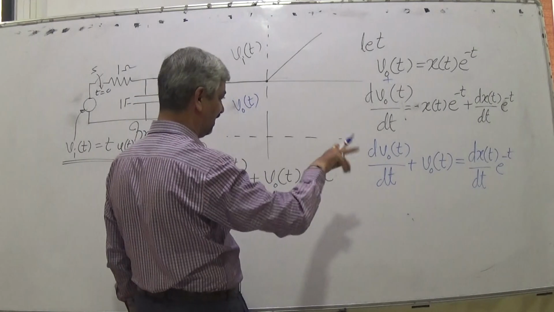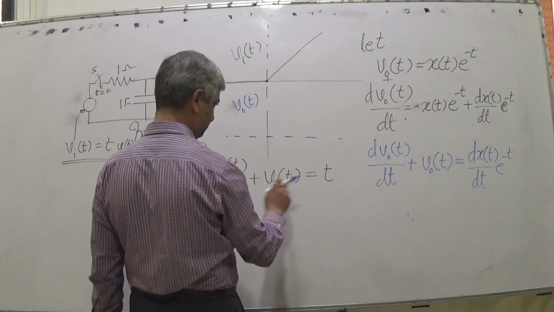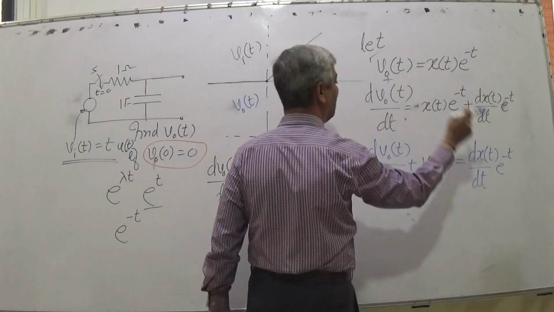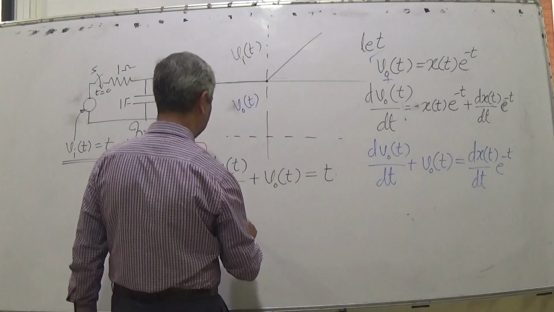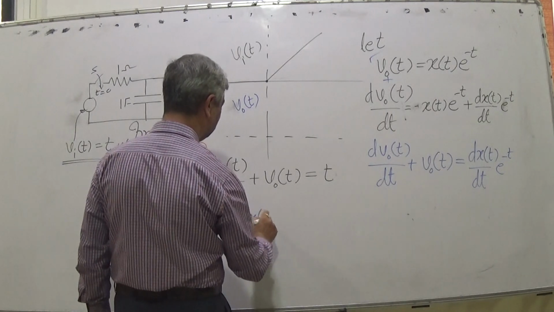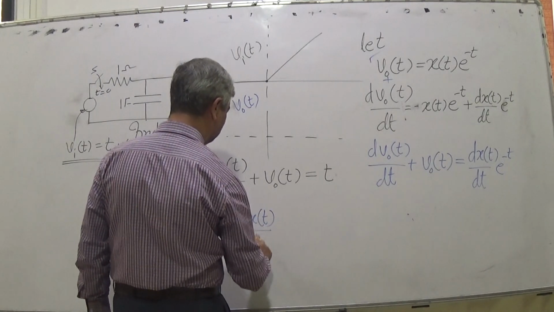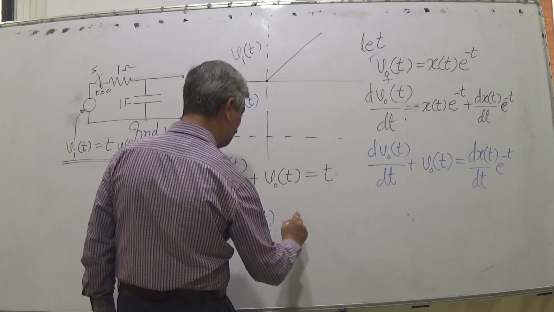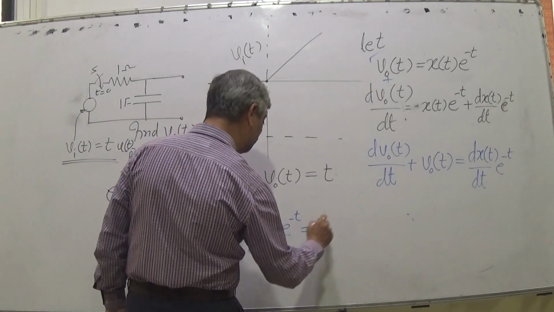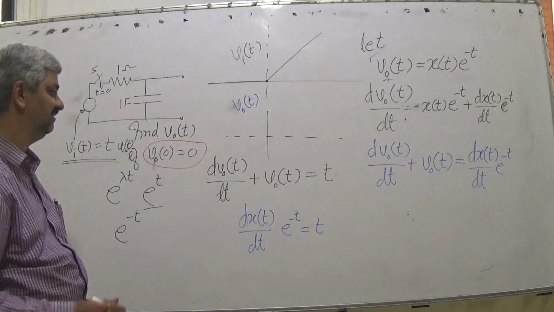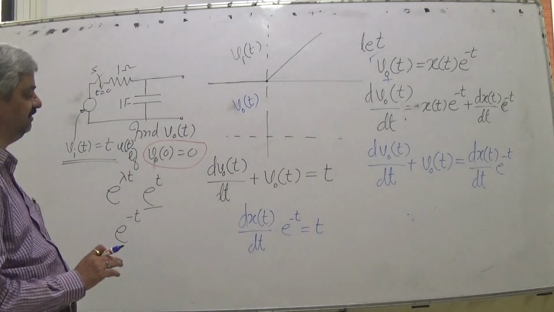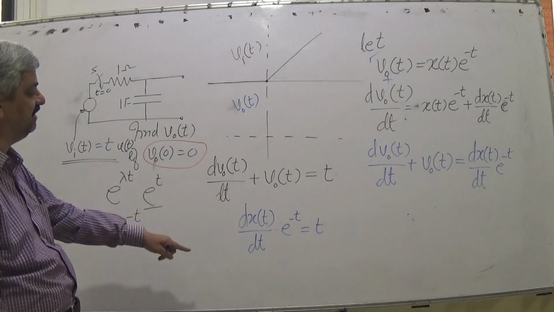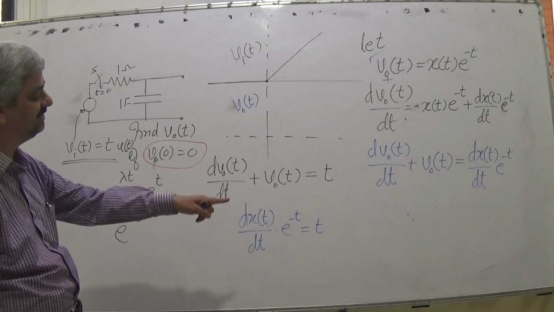So we want to find xt. This differential equation, if I start with this assumption, I want dxt by dt into e raised to minus t is equal to t. Right? dxt by dt, what is xt? That's what I want. dxt by dt into e raised to minus t is equal to t.